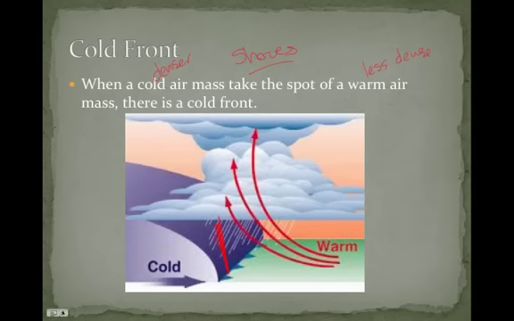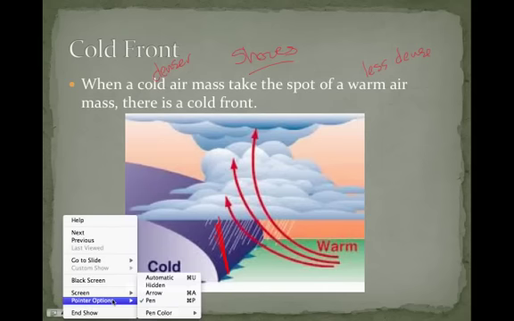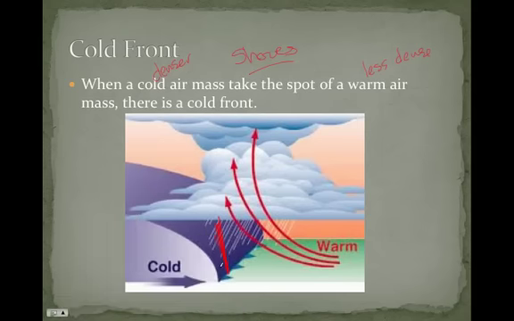Now, if you look at the bottom of the little picture there, you'll see what the symbol is for a cold front. Cold front is a line with blue triangles on it. And the triangles point to the direction where the front is moving towards. So the triangles point the direction the air is moving. This will be behind the front. This is in front of the front.